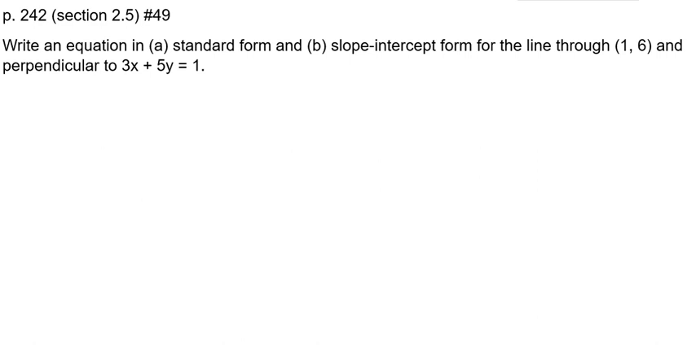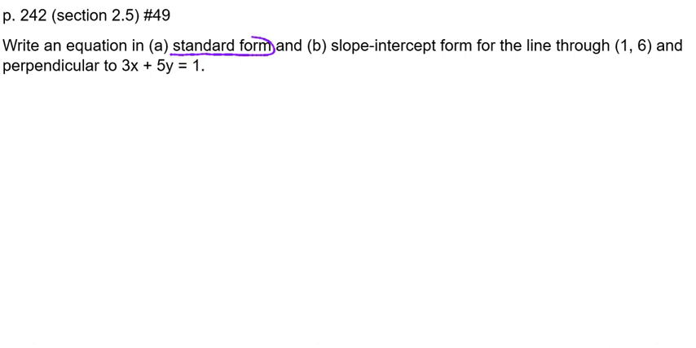Number 49, page 242. Write an equation in standard form and in slope-intercept form for the line through the point (1, 6) and perpendicular to the line 3x plus 5y equals 1. So there's a lot involved in this problem. There are quite a few steps and there's a lot of vocabulary to decipher. So let's first make sure we understand the terminology being used here.